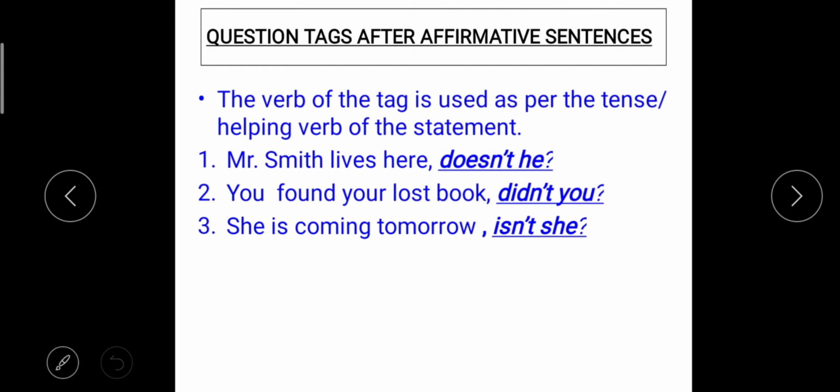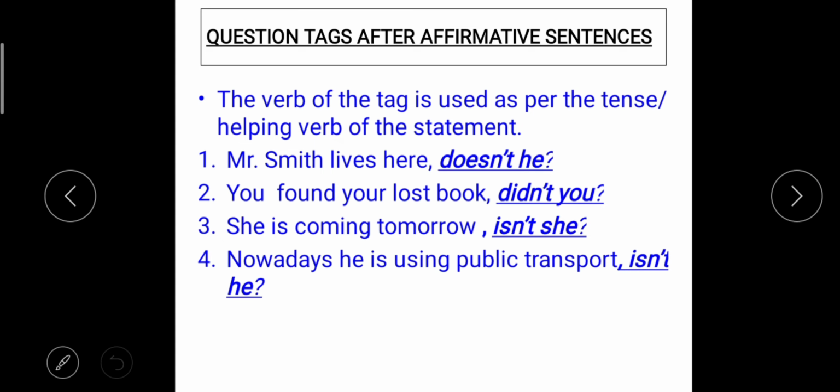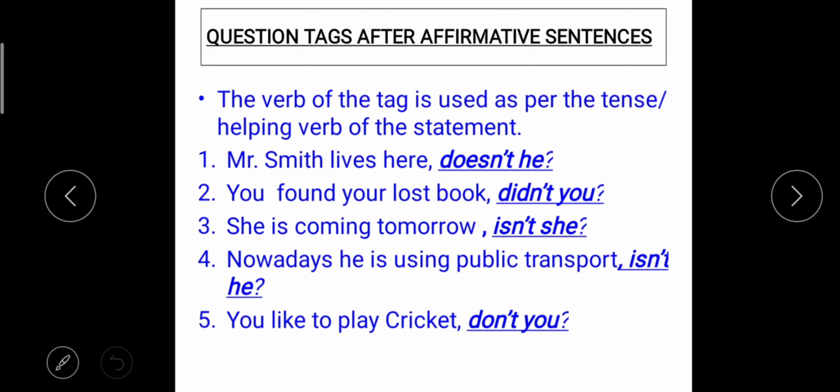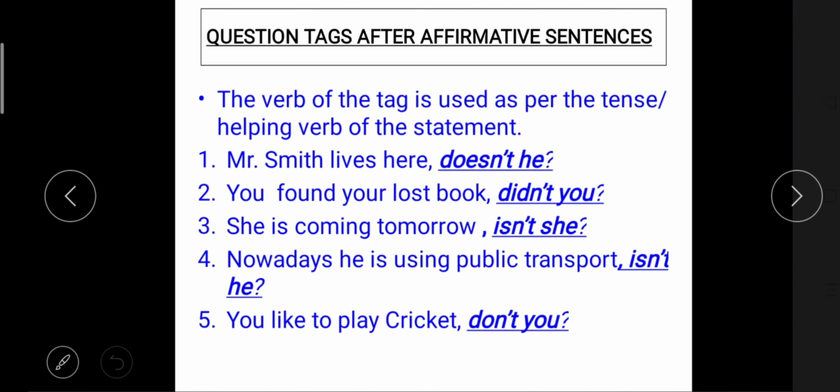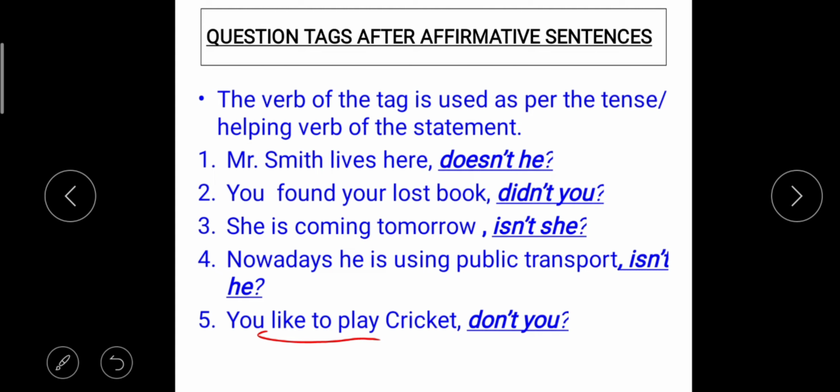She is coming tomorrow. Isn't she? So here the helping verb is clear, so there is no problem. Nowadays he is using public transport. Isn't he? You like to play cricket, don't you? You like to play cricket. Once again, the sentence is in present indefinite. And present indefinite, the verb form that is used, do. As per the subject is plural, you. So, don't you. You like to play cricket, don't you?